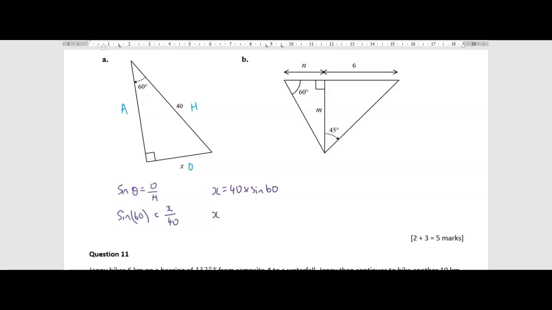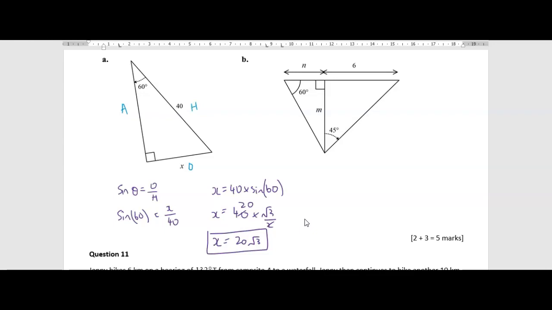Now this is where you need to know your exact values, okay? So we can't leave it as sine 60. And obviously you don't have your calculator. All right, so that's root 3 on 2. And then we just need to simplify that. So the 40 and the 2 cancel out to give 20. So x is equal to 20 root 3. All right, in question B, I might just put a square around that so we can see the final answer.